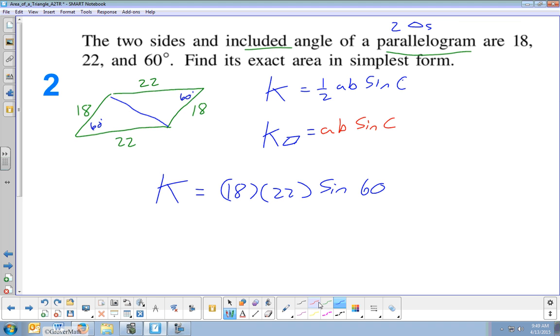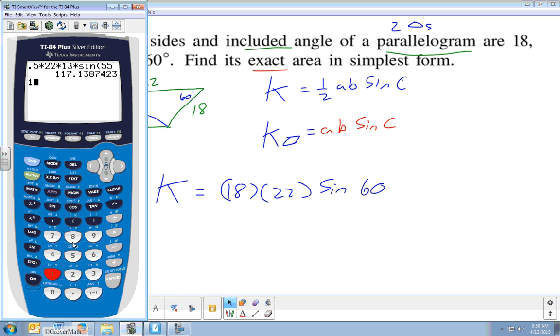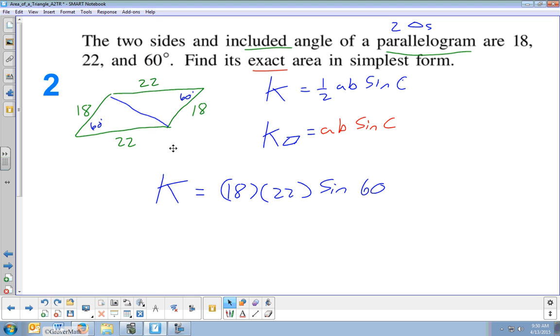Now this question also has a really important word in it which you really have to get in the habit of underlining, and that is exact. Because that's huge. If I type into my calculator 18 times 22 times sine 60, it is not going to give me an exact answer. 342.94, so on, so on. So this is not an exact answer. Anytime it says exact, the angle is going to be special. And sine 60 is a special angle, and you should know what that is.